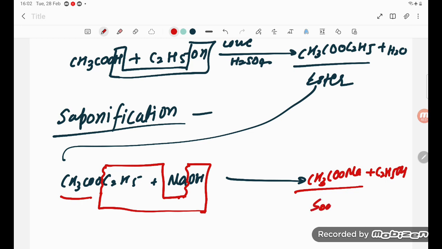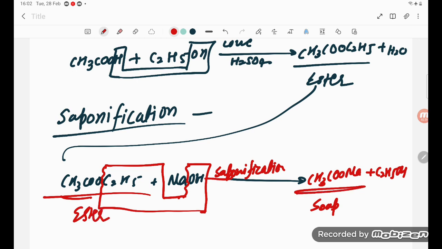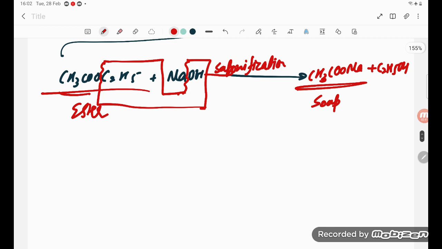This is the soap molecule, and the reaction is called saponification, in which you are treating the esters with sodium hydroxide. So it is going to give the soap and the alcohol molecule.